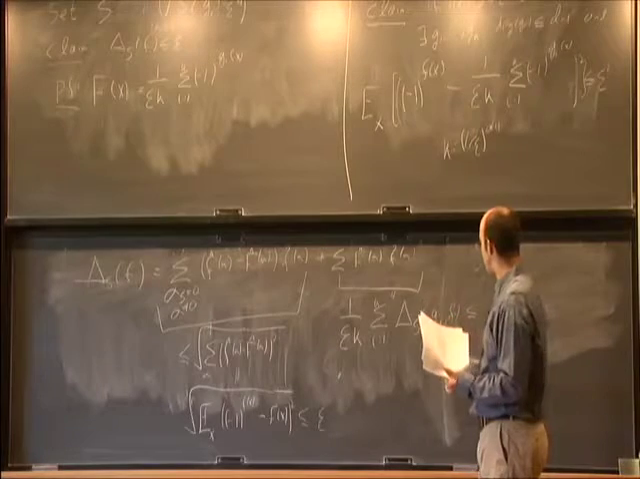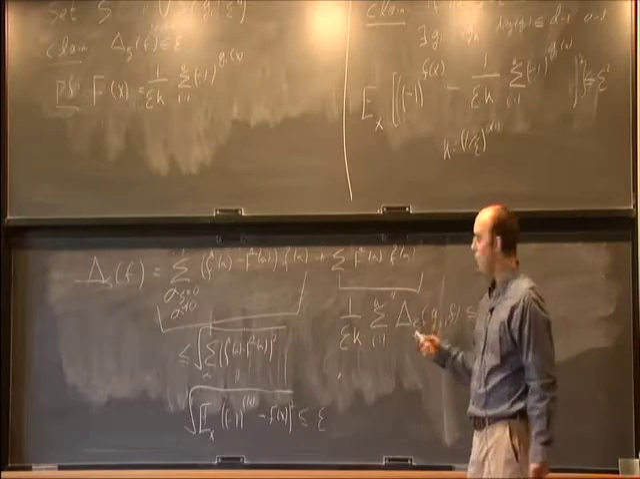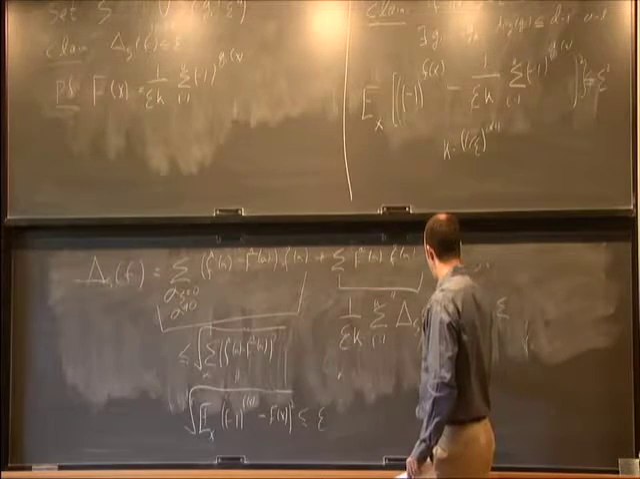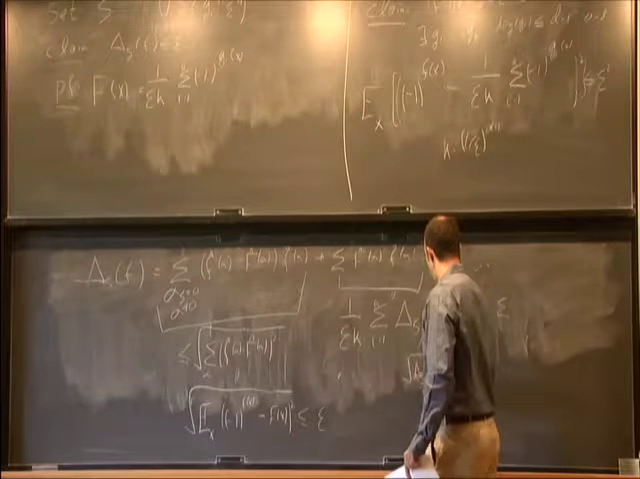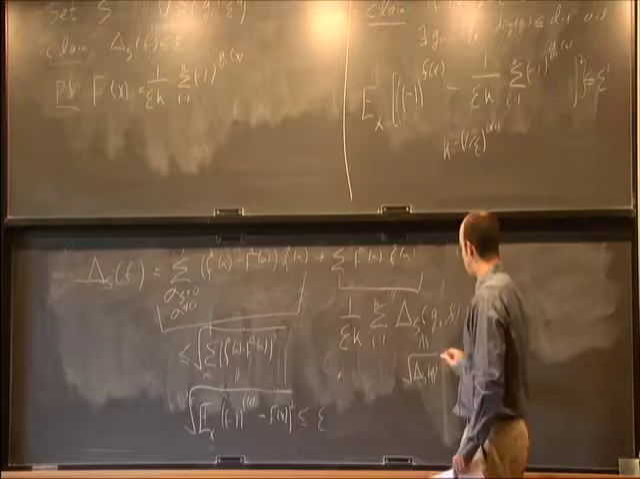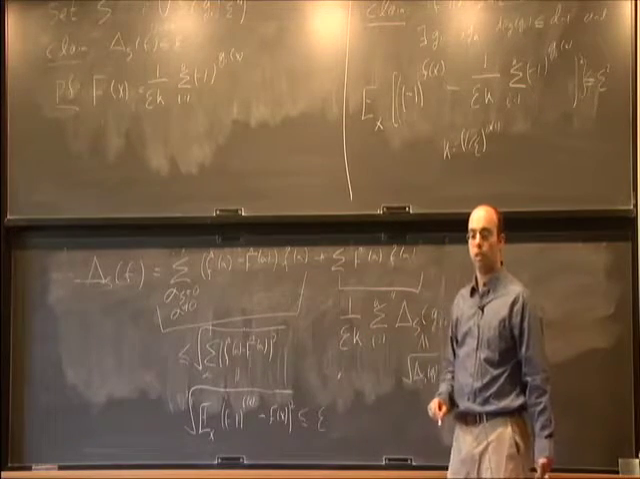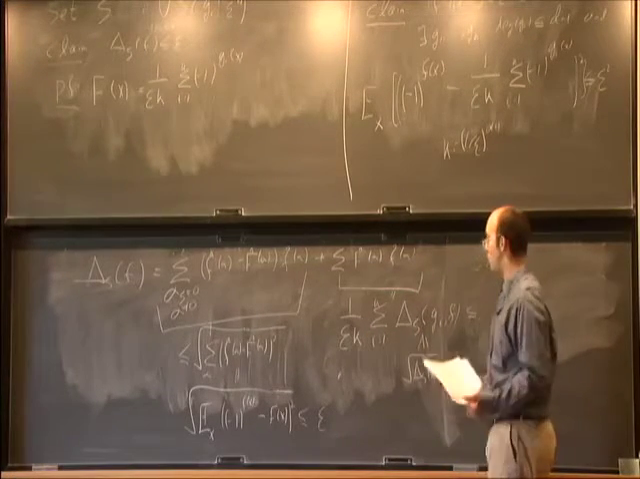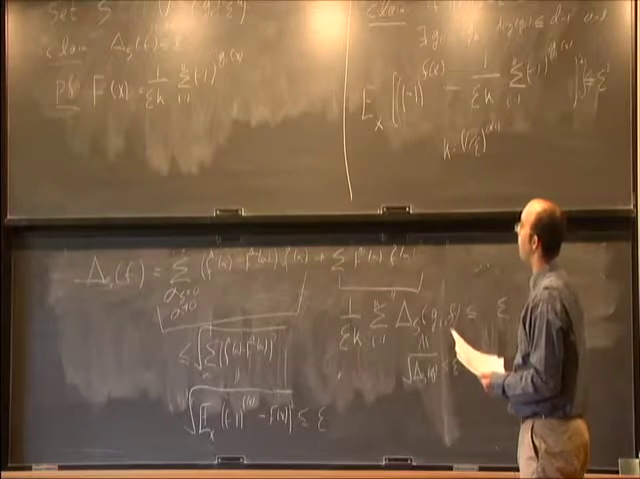Yes. So you're asking why epsilon to the 4th? Okay, so this is bounded by the square root of delta s of g, right? So that's epsilon squared, and this has to kill this 1 over epsilon here. Okay. So you need epsilon to the 4th.